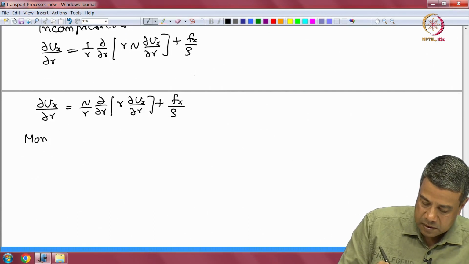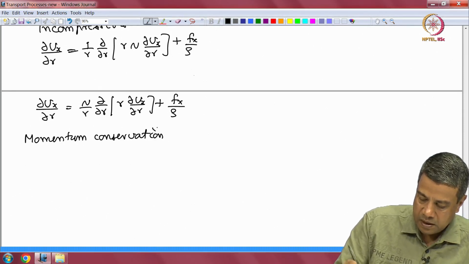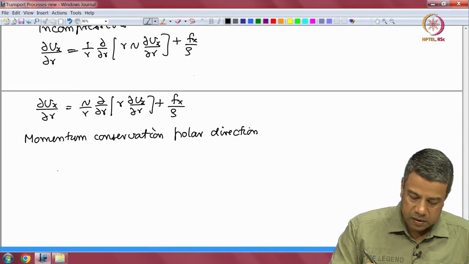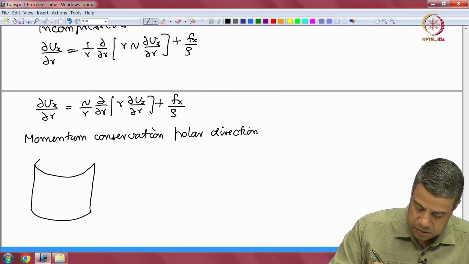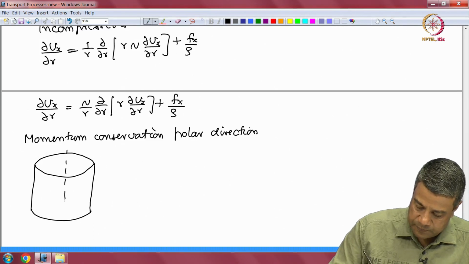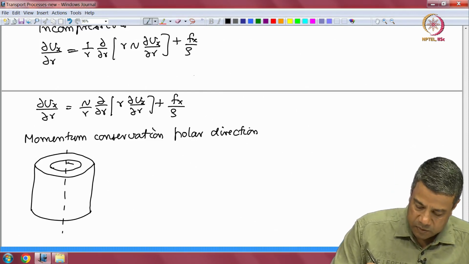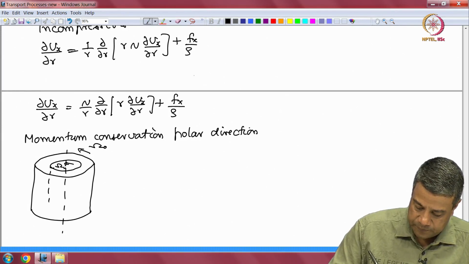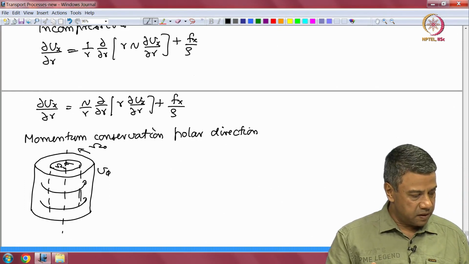What is the momentum conservation equation in the polar direction? Recall that the momentum conservation in the polar direction corresponds to a configuration something like this, where you have, for example, two concentric cylinders of different radii, which may be moving with different angular velocities, omega I, omega O, and you get fluid flow around the axis. This was the velocity v phi. You get fluid flow around the axis. The velocity was v phi.